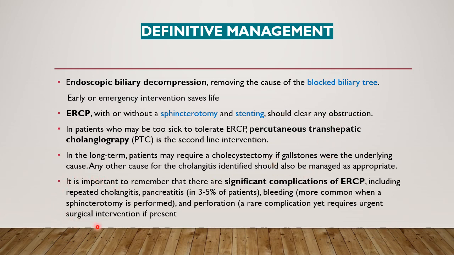ERCP, we must remember, has some significant complications as well. Significant complications of ERCP include repeated cholangitis. You can reintroduce bacteria to cause repeat cholangitis. It can cause pancreatitis in about 3 to 5% of patients. Bleeding, especially when the sphincterotomy is done, there is a higher chance of bleeding, and perforation of the bile duct, which is a rare complication, yet must be kept in mind, especially if urgent surgical intervention is required.